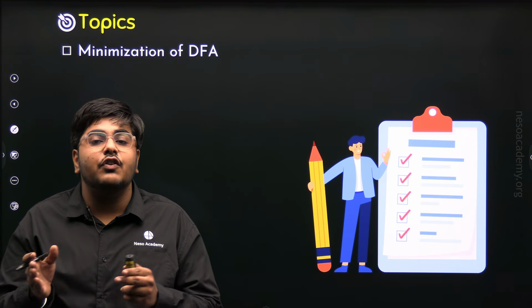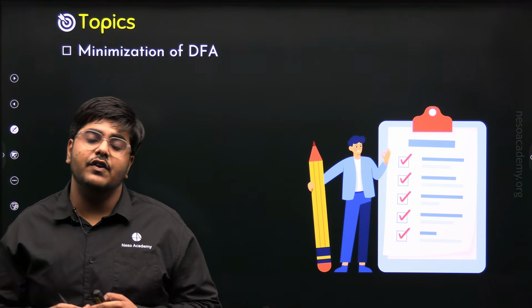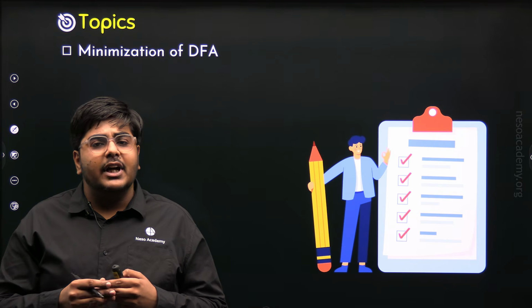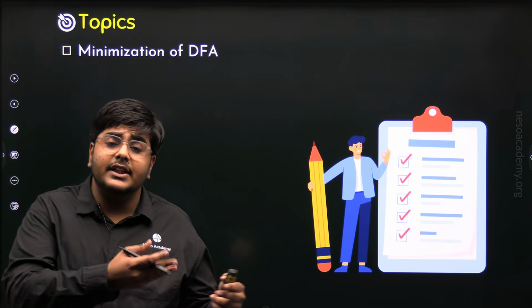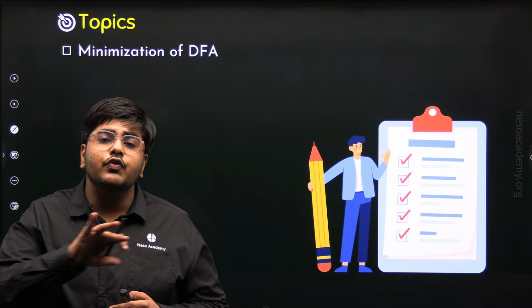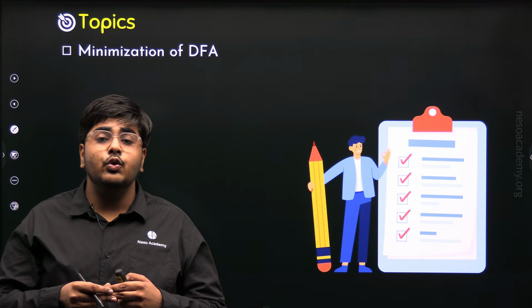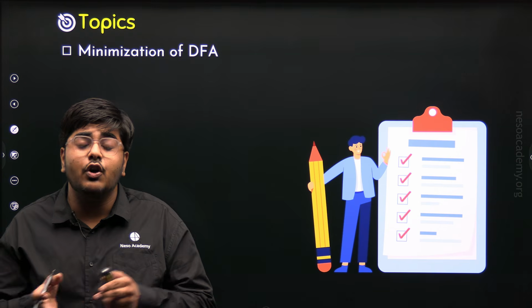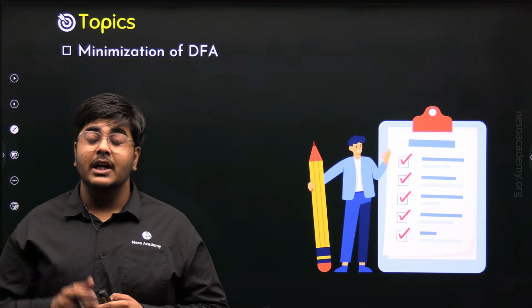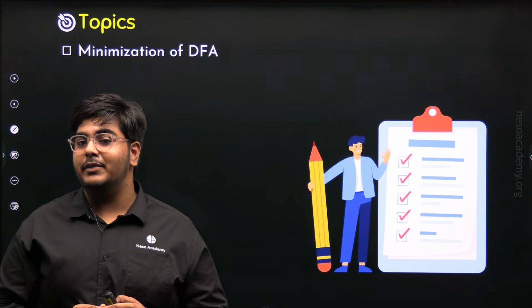So minimization of DFA means removing or reducing the number of states of the DFA. There are multiple states in the DFA that are unnecessary or similar to other states. We can remove those redundant or unnecessary states from our DFA to make it simpler, and that is called the minimized version of the original DFA. Now you are all set to understand the formal definition of DFA minimization.